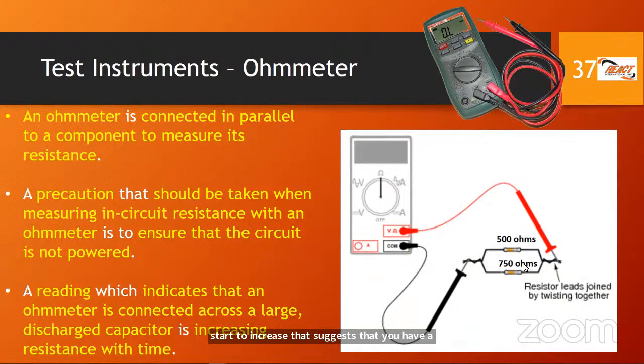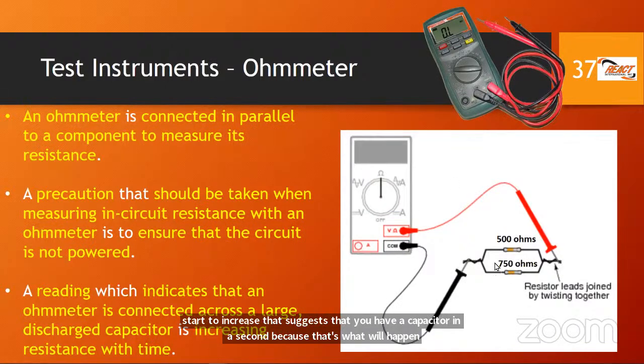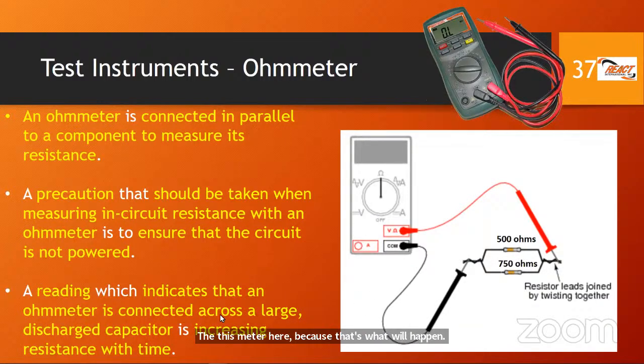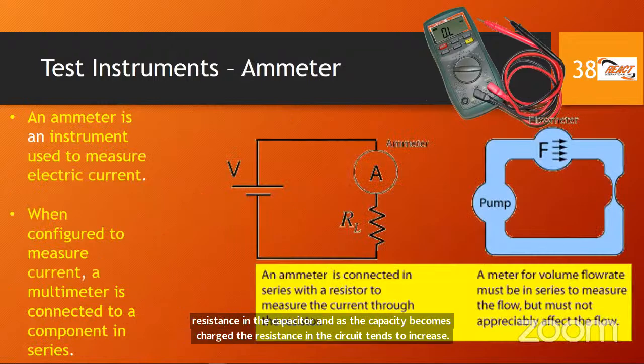This meter here, the ohm meter, will start to charge up the capacitor, and as the capacitor becomes charged, the resistance in the circuit tends to increase. So that is one telltale sign that you have a capacitor in a circuit that you are measuring the resistance of, and that's an exam question. Okay, couple more slides.